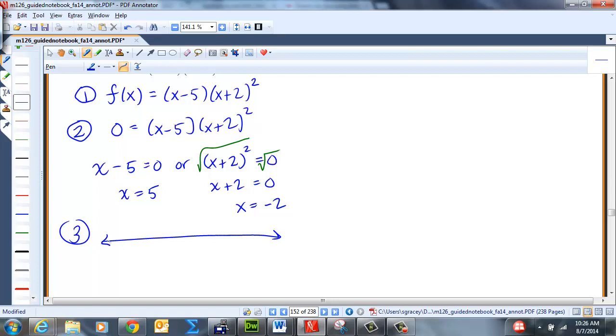And then we use our zeros because there are no undefined values in this polynomial. So we're just going to divide it up like this. We had 2 solutions, so we end up with 3 intervals: 5 to infinity, negative 2 to 5, and negative infinity to negative 2.